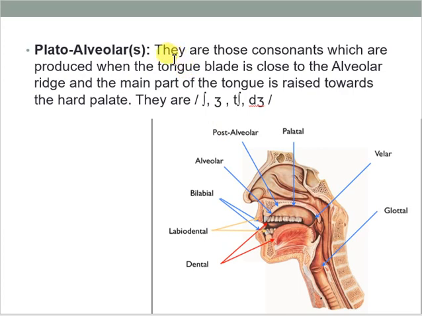Okay. They are those consonants which are produced when the tongue blade, or blade of the tongue, is close to the alveolar ridge and the main part of the tongue is raised towards the hard palate.